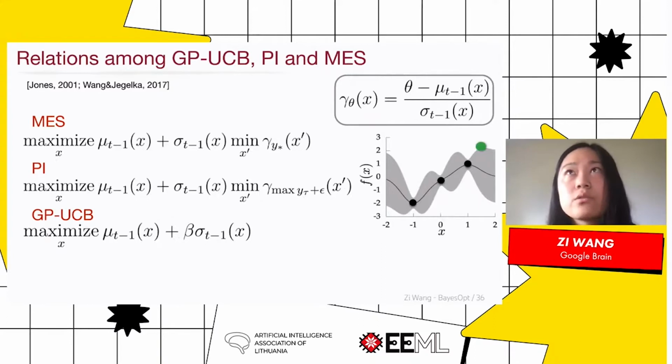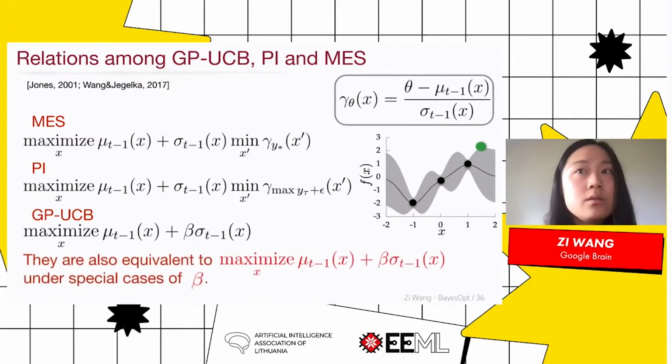So this also carries over to the upper confidence bound approach. We can show that by switching what this beta parameter is, both MES and PES are doing exactly the same as optimizing an upper confidence bound, except that they're doing this under different special cases of what beta is.